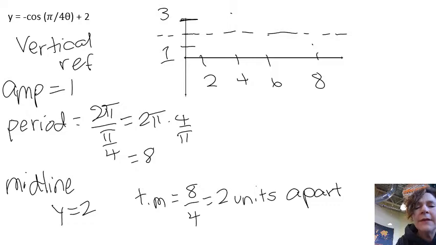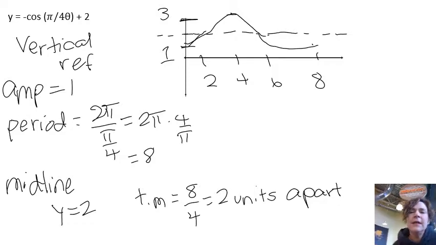And so I'm going to have a graph that, my scale is not really well drawn there, but I should start at 0, be at the midline at 2, be at the maximum at 4, back to the midline at 6, and down to the minimum at 8. It should be more evenly spaced than that, but you get the idea.